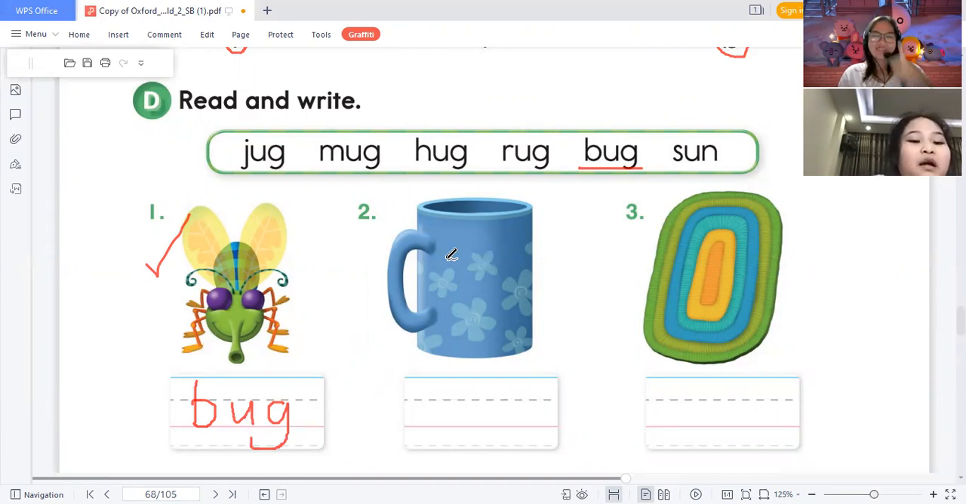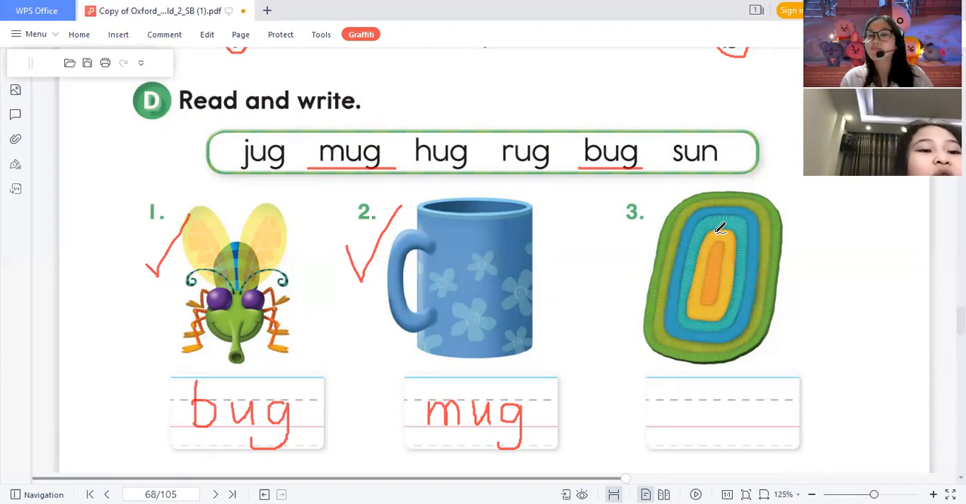Mug. Good. How do you spell mug? M. U. G. Okay, correct. U and? And G. Okay, good job. All right, and here's mug. Okay, next. Three.